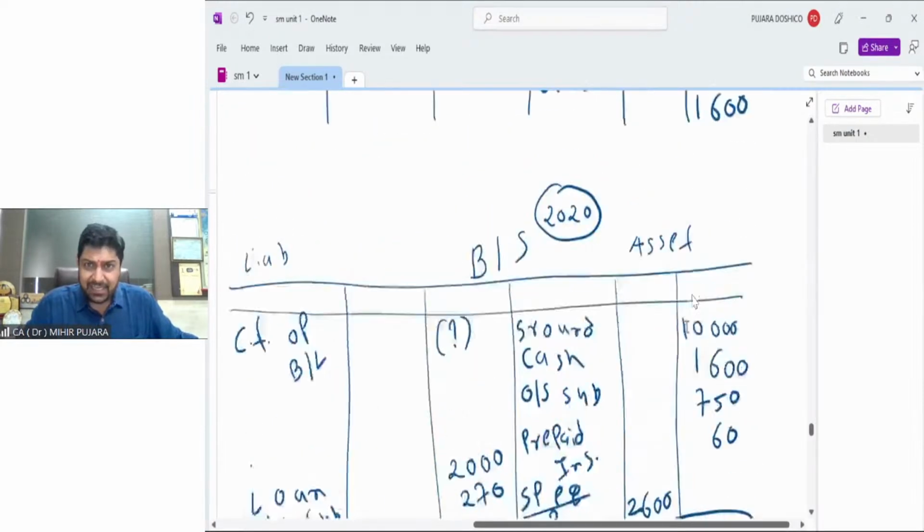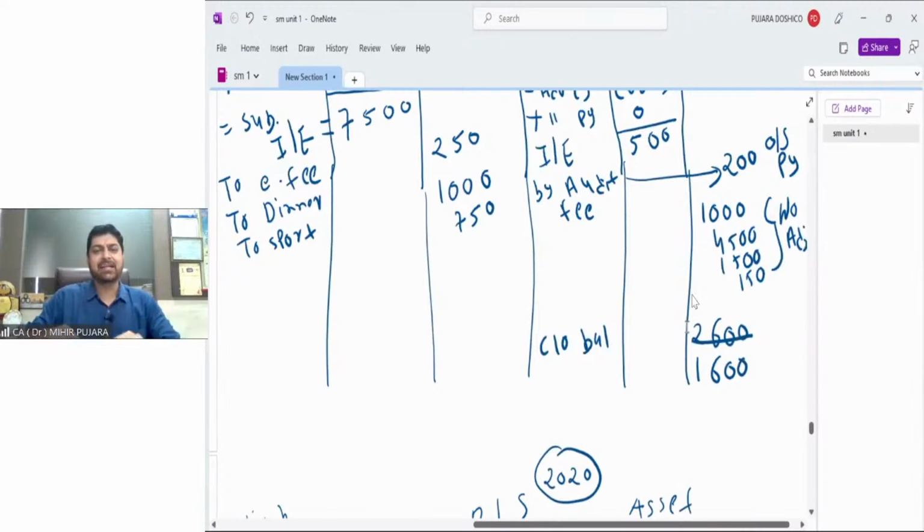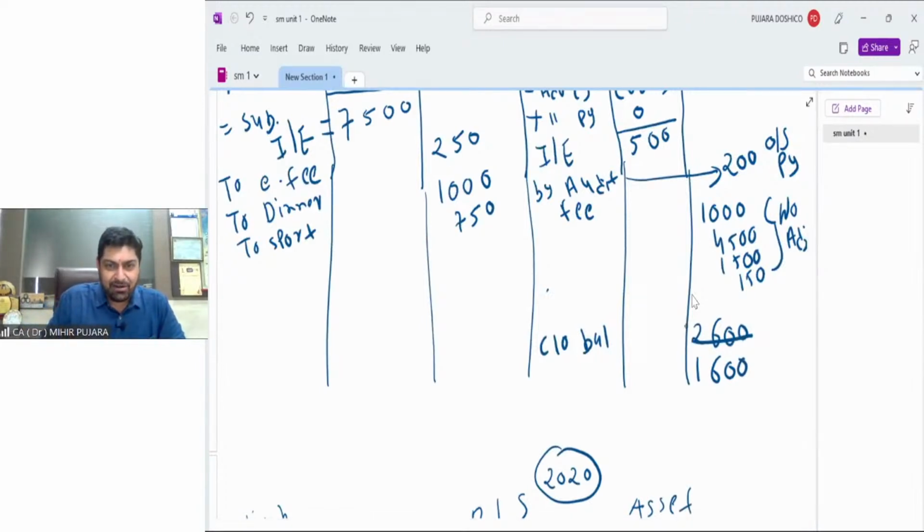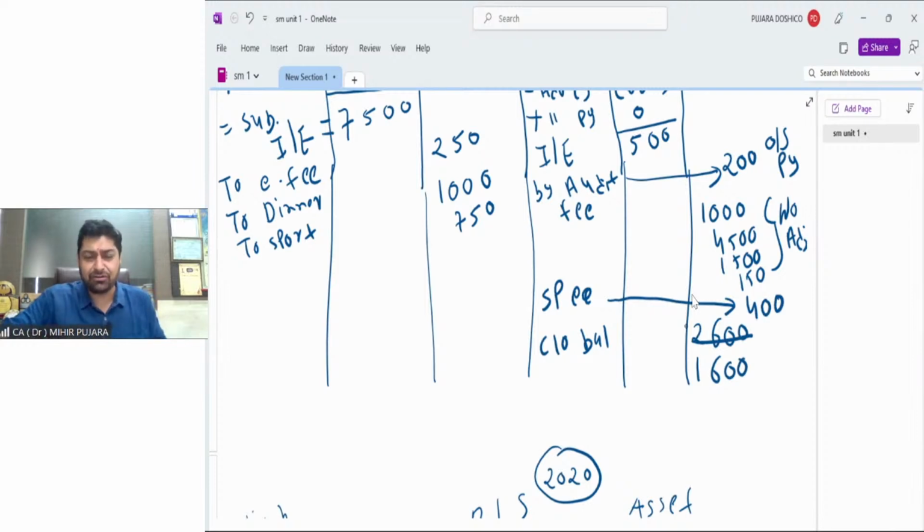And if it is purchase, it should be on payment side, my dear friends. Sports equipment purchase, 400 purchase of equipment, it should be on payment side. Then guys, it should be on payment side. Clear, guys? Write it carefully, guys. It should be on payment side. Clear?